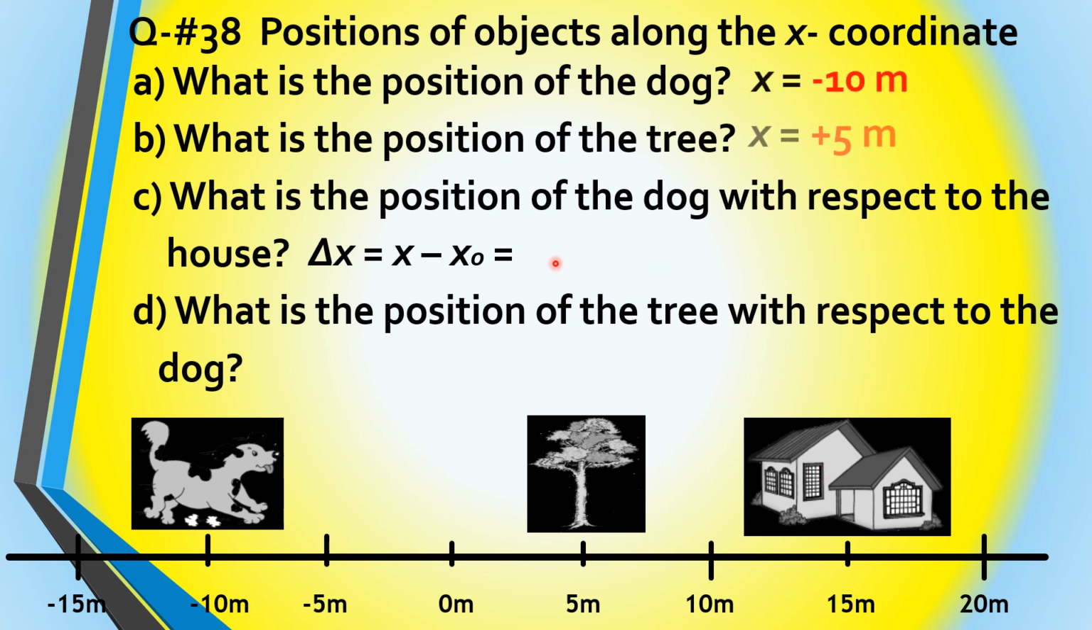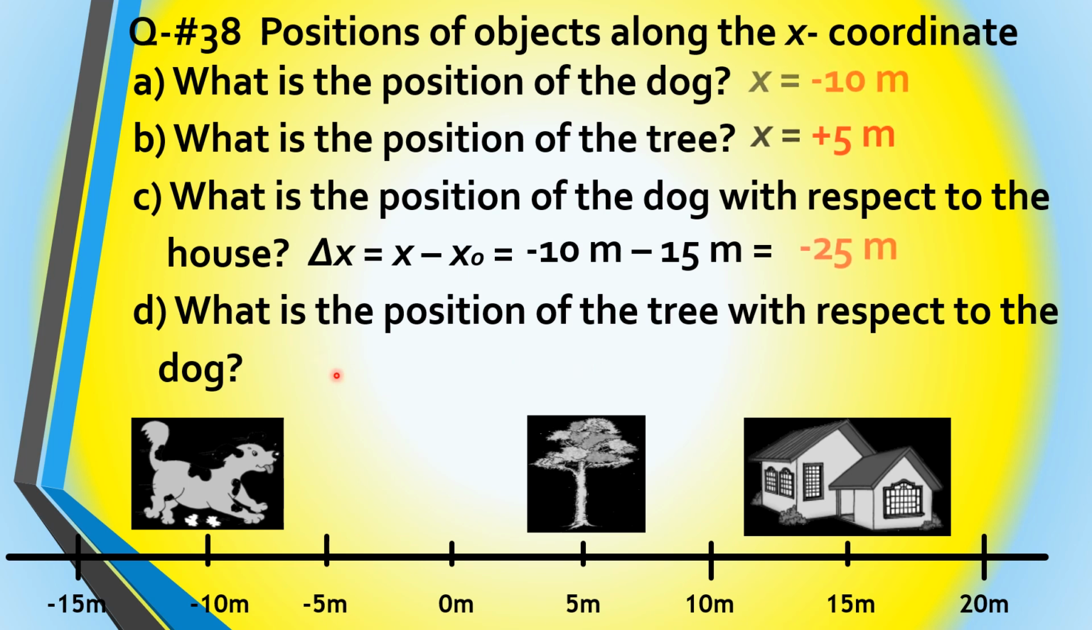So plugging in the quantities x and x naught, we have negative 10 meters, that is x, minus the value of x naught, which is positive 15. When you subtract negative 10 meters minus 15 meters, we get negative 25 meters. So that is the position of the dog with respect to the house, which means that the dog is located 25 meters west of the house.